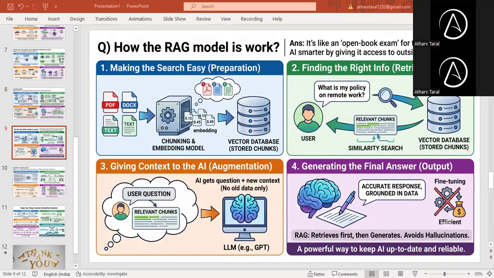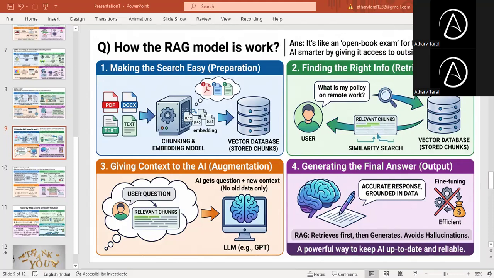Now step two, find the right information. When you ask the AI a question, the system does not just guess. It takes your question and looks through the database to find the most relevant chunks of information. This part is called the retrieval.